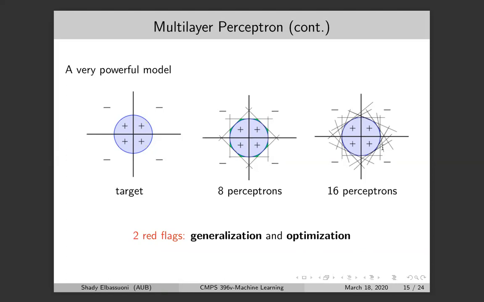When I have an XOR, for instance, what is the loss function? How do I minimize it? And so on. It becomes very complicated. So these are 2 red flags. The more layers you have, the more perceptrons you use, the more likely you will overfit, and the harder it becomes to optimize.